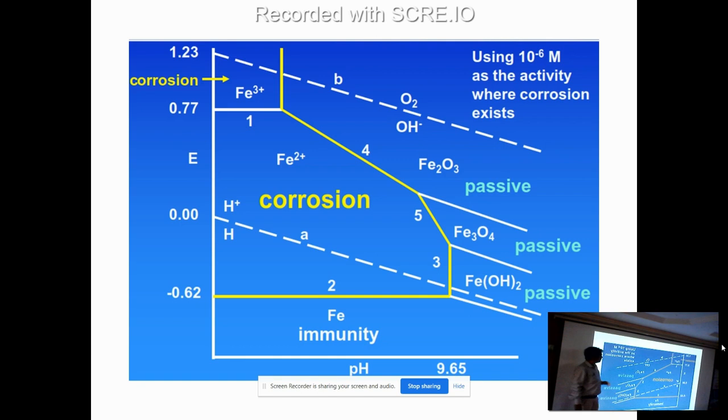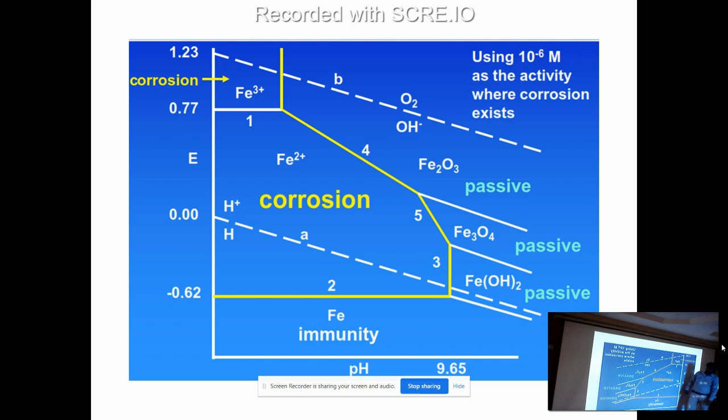Now this dotted line is called O2, another dotted line is called H2. O2 and then H2, and these zones are with their ions. Now see, in this zone Fe3+ is stable, already written. In this zone Fe2+ is stable, that's why corrosion. This zone is immunity, iron will never undergo corrosion if it is lying in this zone.